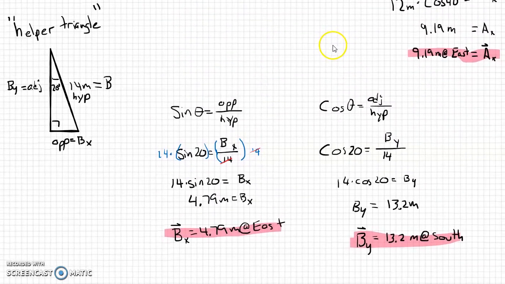So hopefully you can see here with this idea of components, it's just adding one little layer of extra understanding to our sandwich of vectors. And hopefully, using some things you already know about sines, cosines, and tangents, you're able to now calculate the vector components.